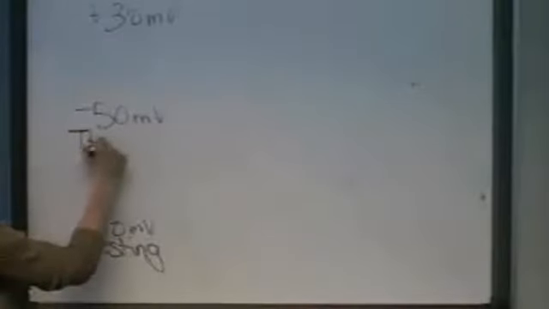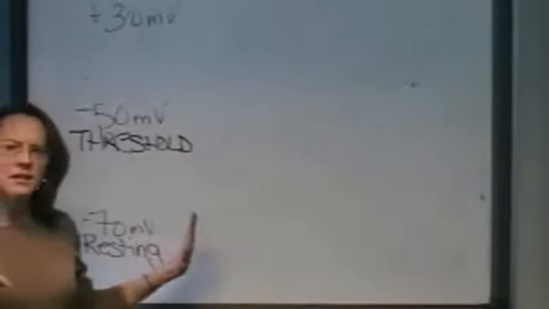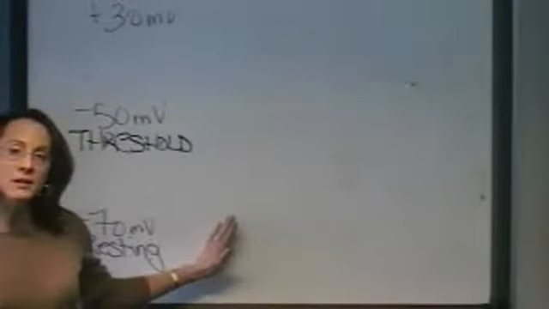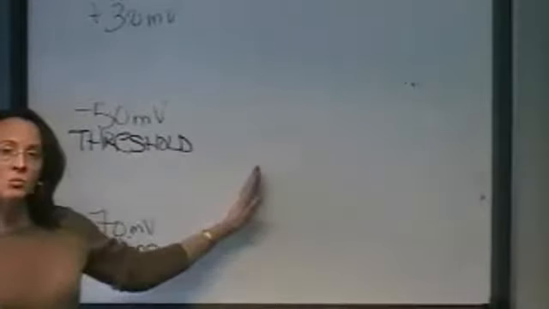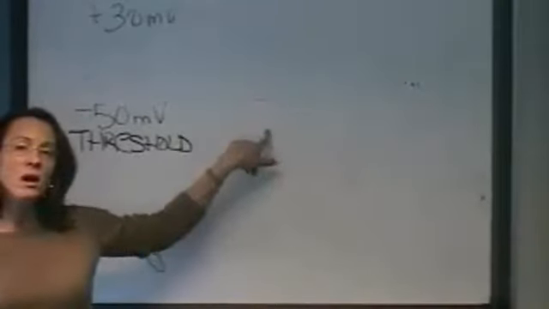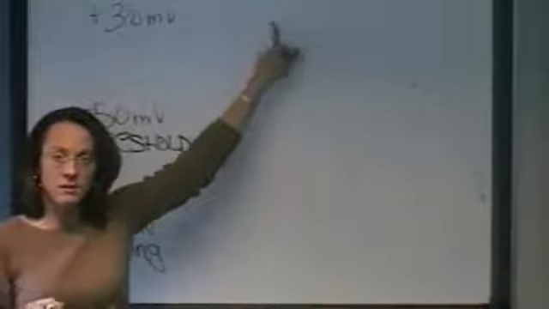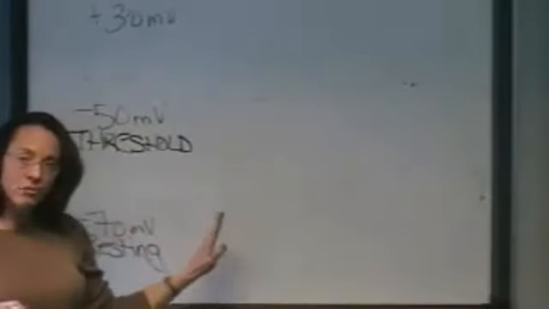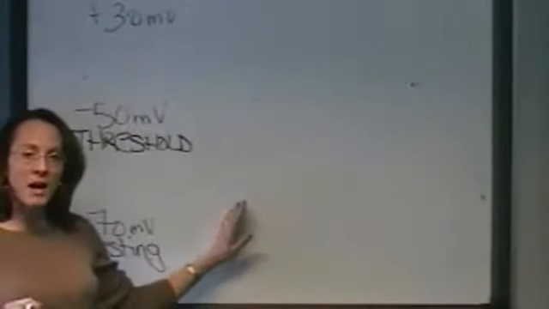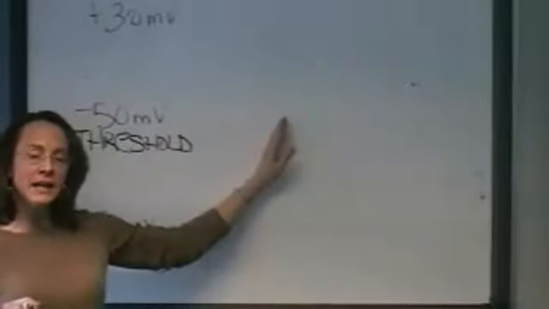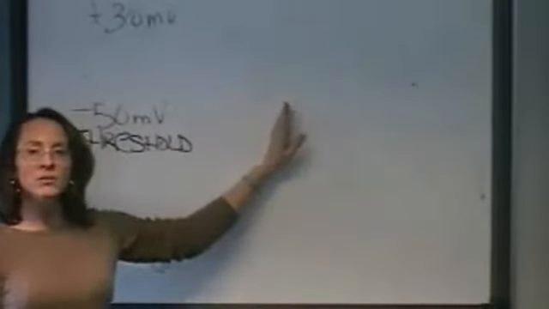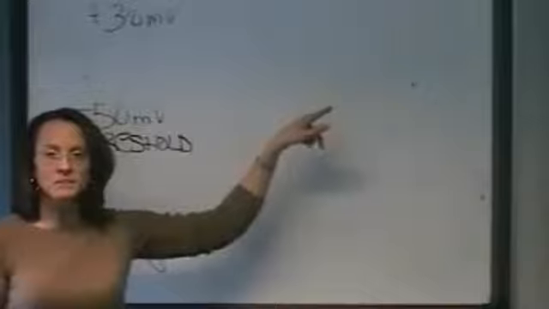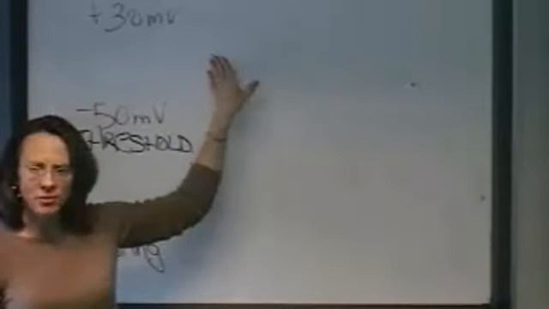-50 is going to be threshold. What that means is if the charge on a cell membrane becomes more positive and it reaches -50, it will undergo an action potential. If a resting cell becomes positive enough to meet -50, it will undergo a full action potential. +30 is going to be the peak of the action potential.